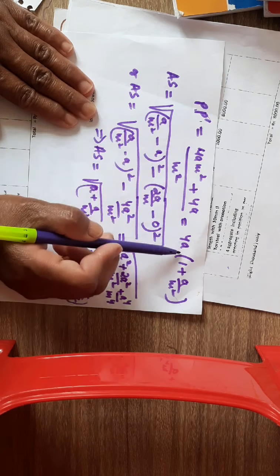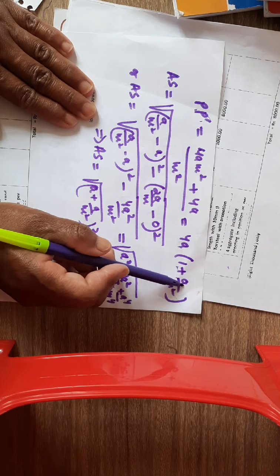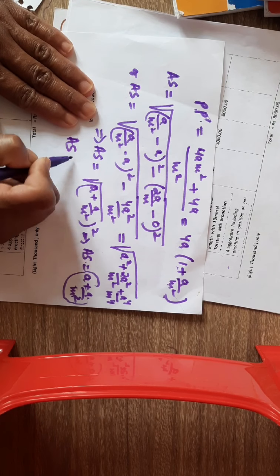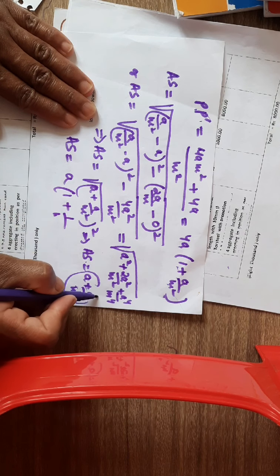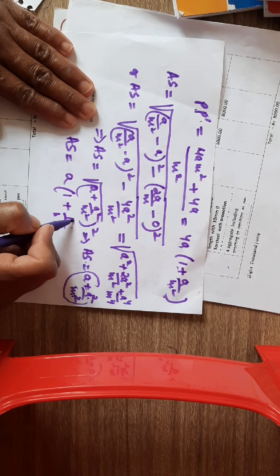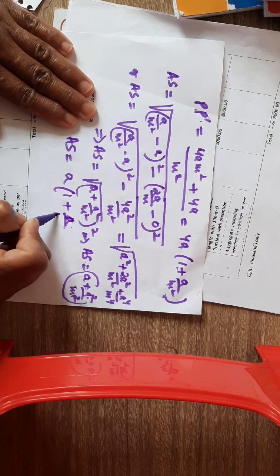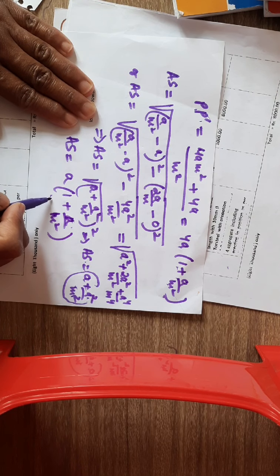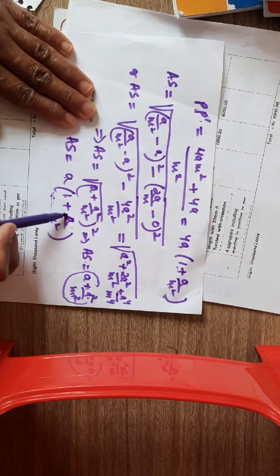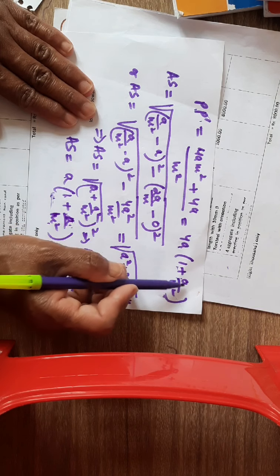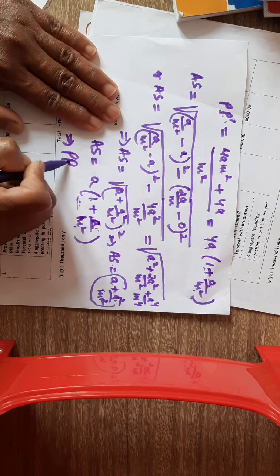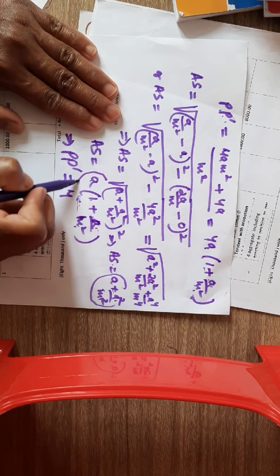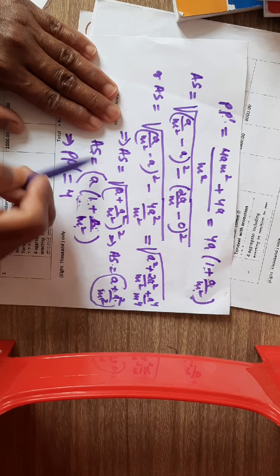And what is the value of PP'? It is 4a into 1 plus a by m square. I can rewrite this AS by taking out a: a into 1 plus a by m square. What is this value? a into 1 plus a by m square, same as this one. But PP' is 4 times this one. So this implies that PP' can be written as 4 times this term, a into 1 plus a by m square, which is the same as AS.